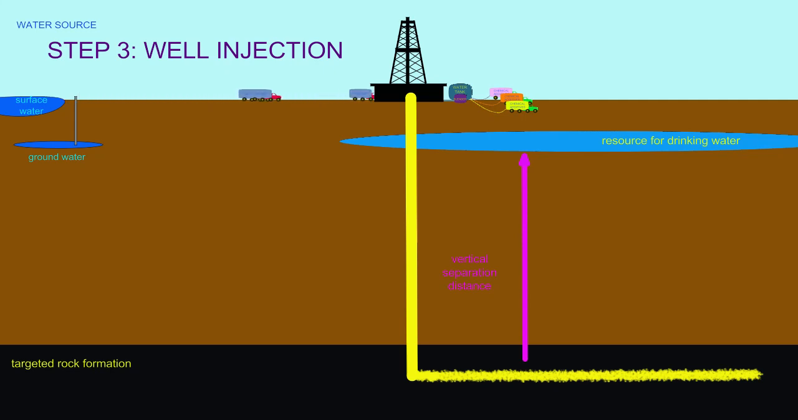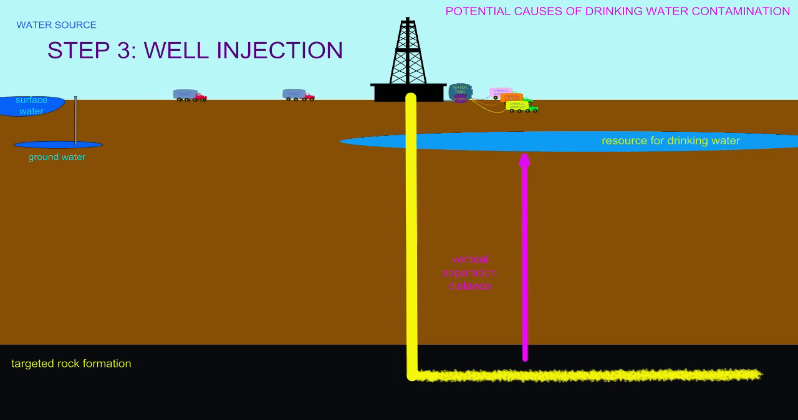So, in this ideal setting, there would be no contamination of drinking water because of the great separation distance between the targeted rock formation and the drinking water resource. However, there are a number of scenarios in which the drinking water can be contaminated, but this is more a problem in the materials used in the hydraulic fracturing rather than the process of targeting this very deep rock layer itself.